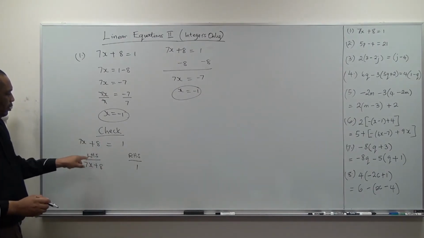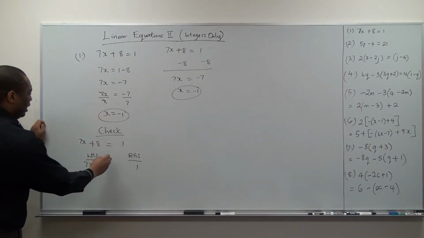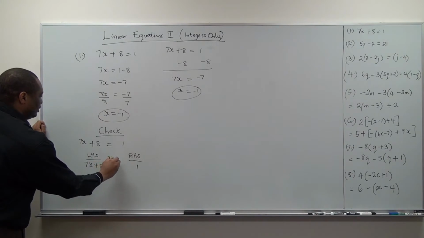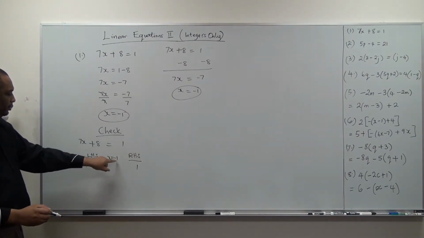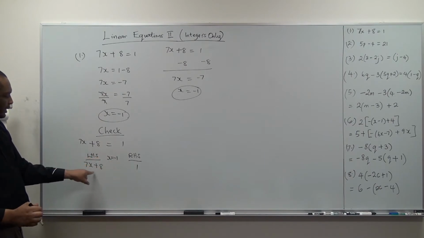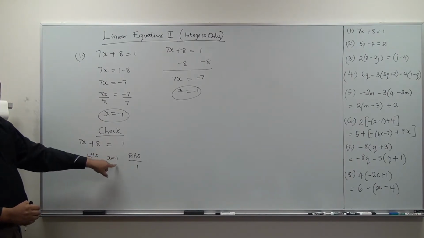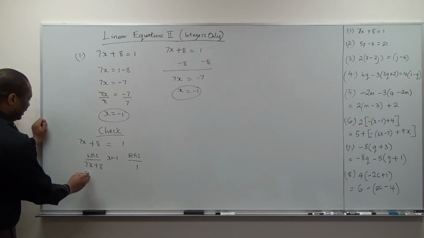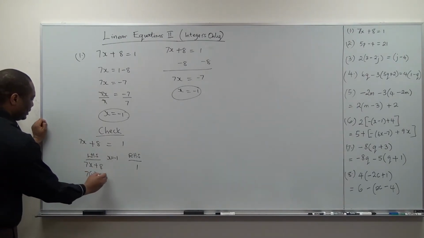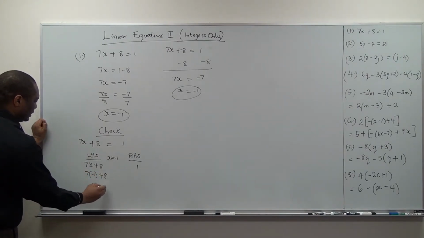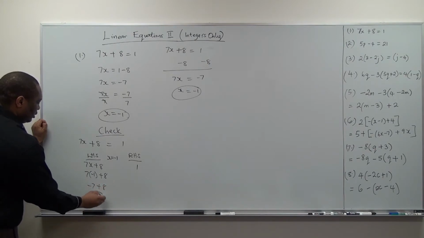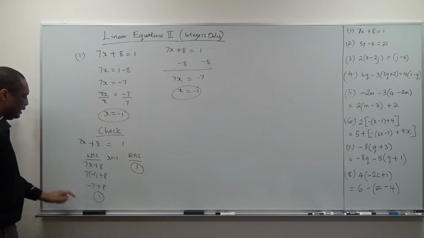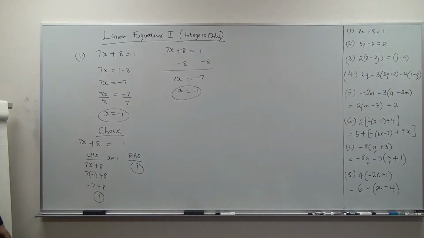So we now have to check this for x equal to -1. We substitute -1 for x. Wherever we see x here, we put -1. That gives us 7 times -1 plus 8, which is -7 plus 8, which is 1. So we have 1 on the left-hand side, 1 on the right-hand side. We now know that we are correct.